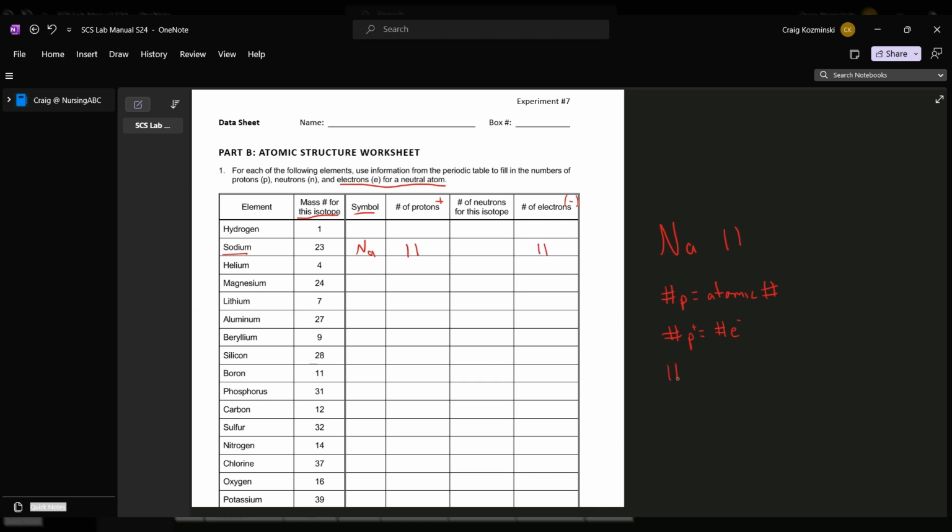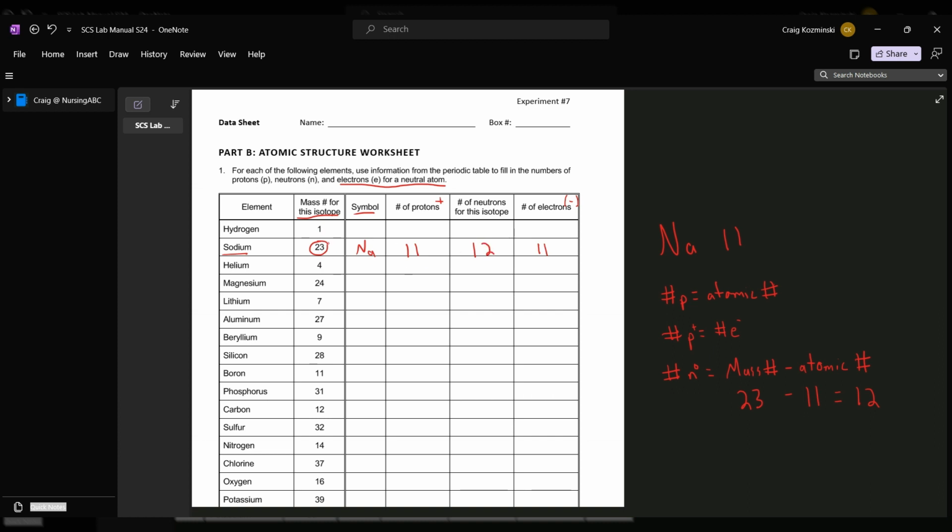To determine the number of neutrons, this is going to be equal to our mass number minus our atomic number. Another way of saying this is that the mass number is equal to the sum of the protons and the neutrons. So for sodium, because we are told that the mass number is 23, and we determine that the atomic number from the periodic table is 11, then we know that the number of neutrons in this neutral sodium atom is going to be equal to 12.